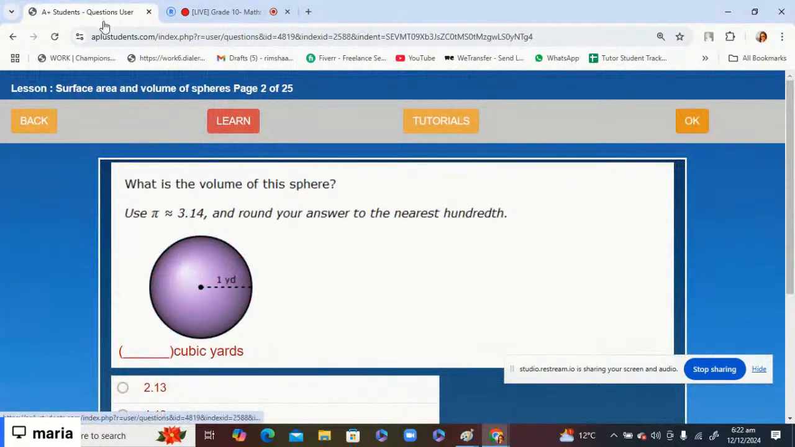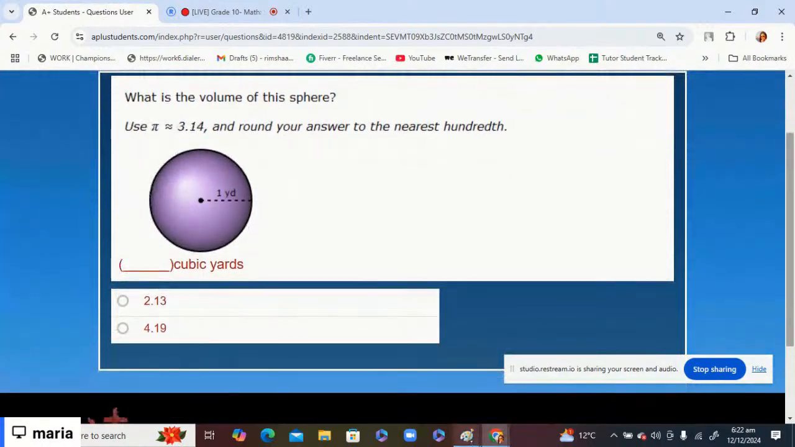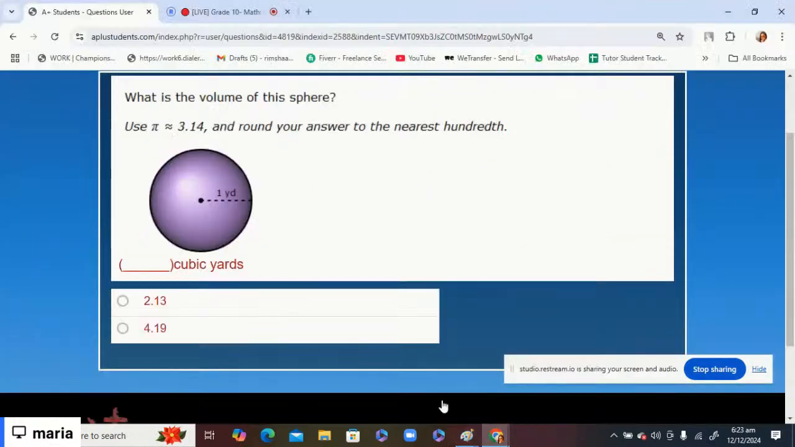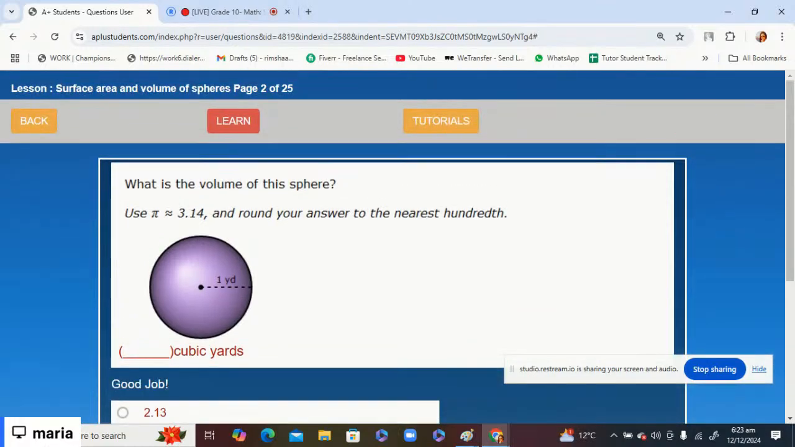All right. So what is the volume of this sphere? It's 1 yard they are using here. Same method you follow with it. Let's check. In place of this 8, I'm just going to put now 1. Okay, so the cube of 1 is 1. So we are basically simply multiplying 3.14 times 4. And now you are going to divide it over the 3. And in this way you are getting your answer 4.19, because the cube of 1 is 1. Okay.